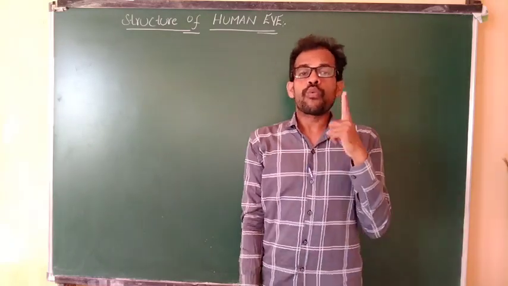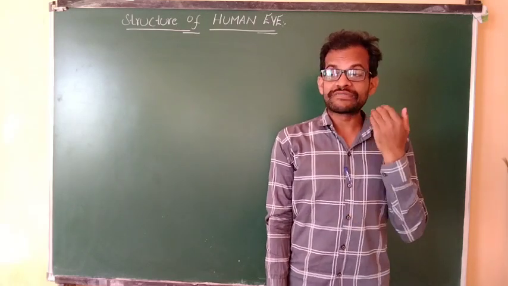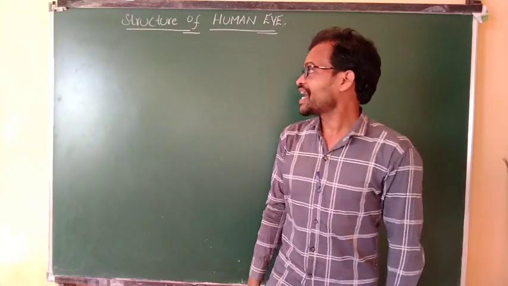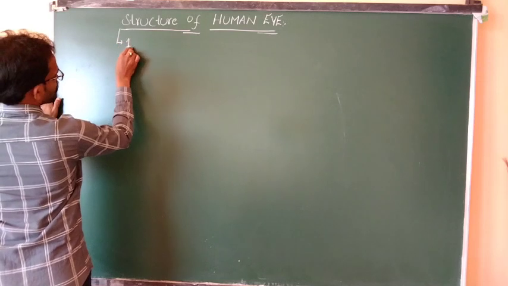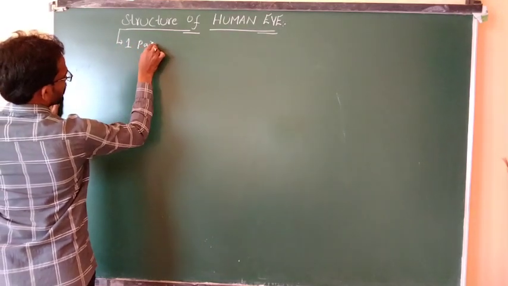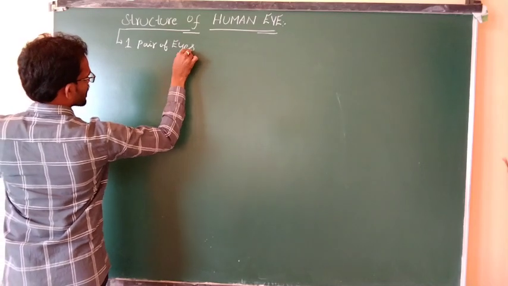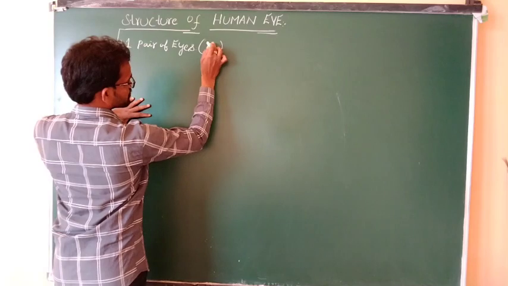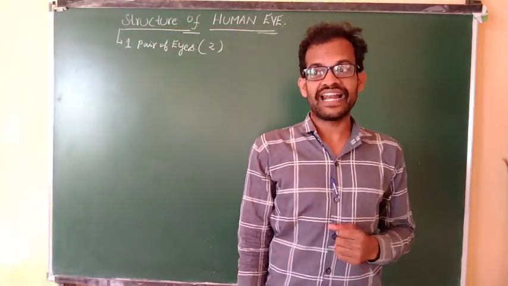You have one pair of eyes. How many? One pair. One is present on the right side, one is present on the left side. One pair of eyes means 2 eyes.